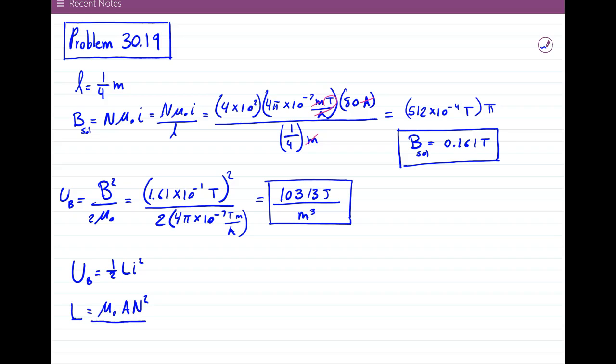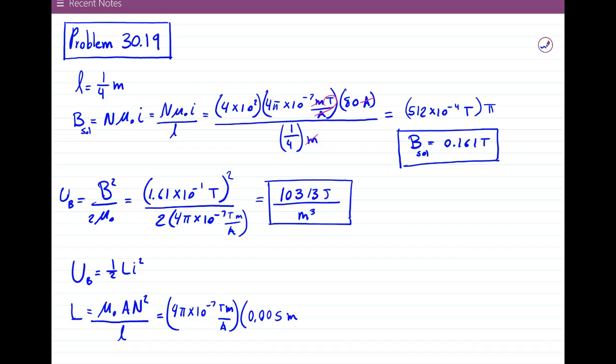Okay, so we need to go ahead and calculate that. 4 pi times 10 to the minus 7 pascals meters per ampere, all multiplied by the cross-sectional area. Okay, give us the cross-sectional area. 0.5 centimeters squared. Okay, so that's going to be 0.5 times 10 to the minus 4, or 5 times 10 to the minus 5 meters squared.